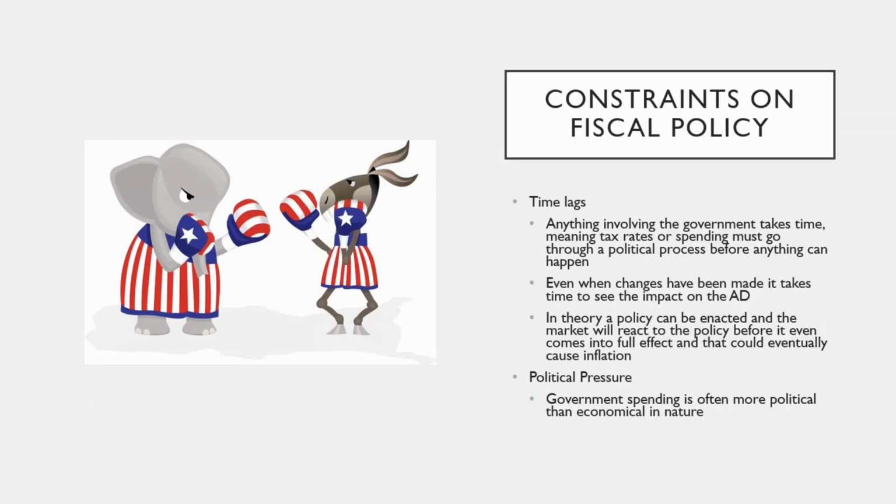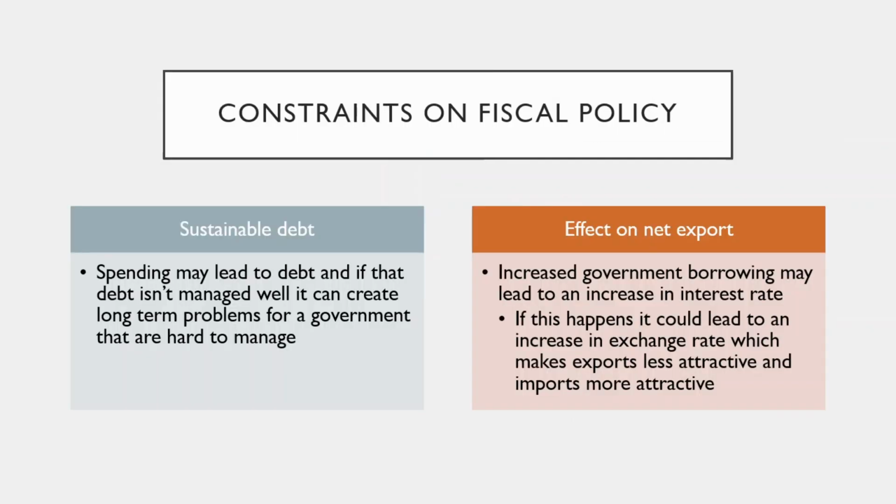There are constraints of it. There are time lags. It takes a long time for fiscal policy to be passed, especially since a lot of it requires legislation. Even when changes have been made, it does take a little bit of time, less than monetary policy, but it takes time. So fiscal policy has a long inside lag, while it has a shorter outside lag. Also, fiscal policy can be constrained by political pressure, since it is part of the legislation process. Another constraint of fiscal policy is that it can lead to an increase in unsustainable debt, and that could influence interest rates and just increase the national debt.